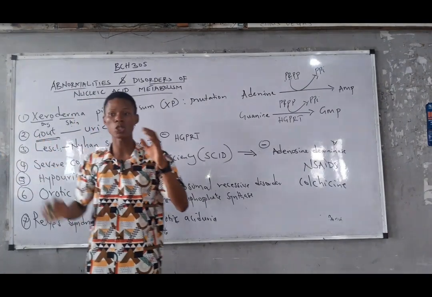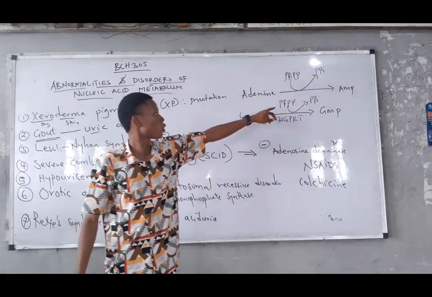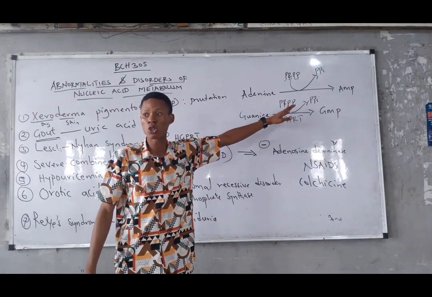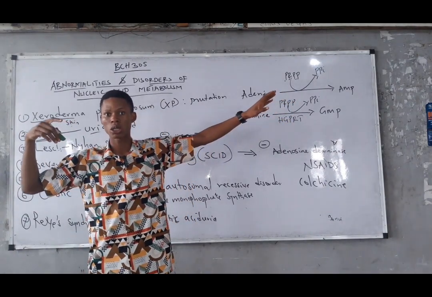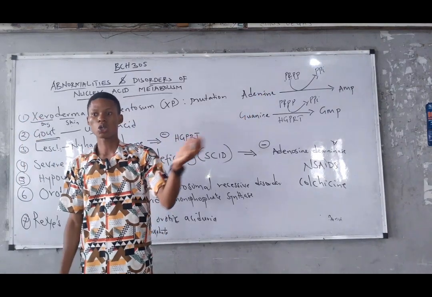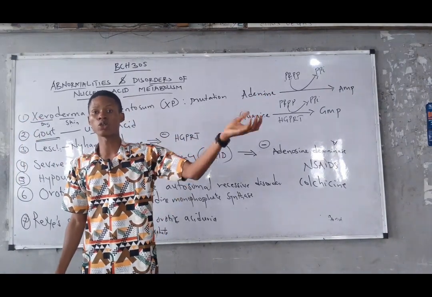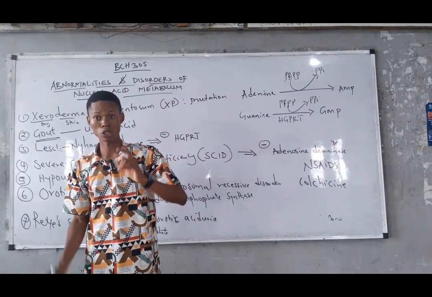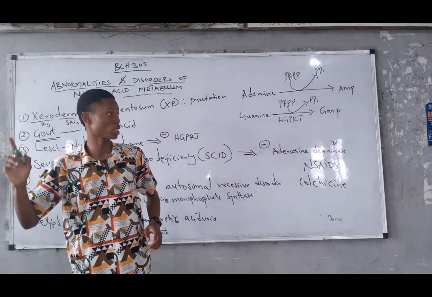Ribosyl phosphate will be converted to what? Phosphoribosyl pyrophosphate. Then the next step is what? Glutamine comes in to form what? Phosphoribosylamine, right? Good, that's the committed step, the rate-limiting step.